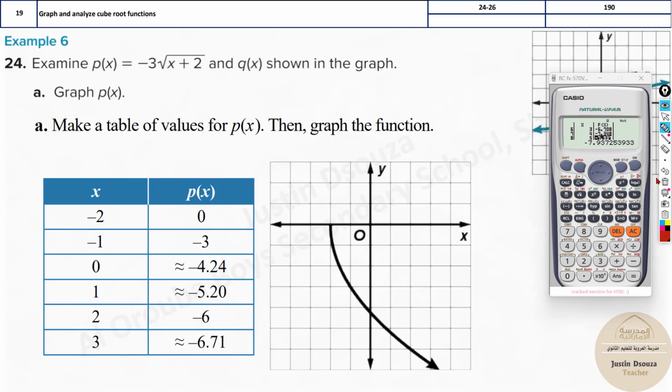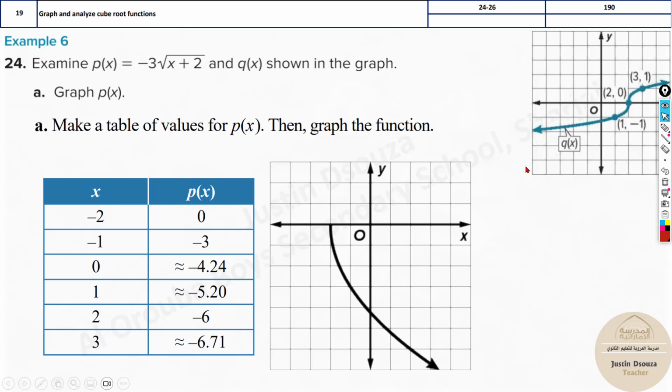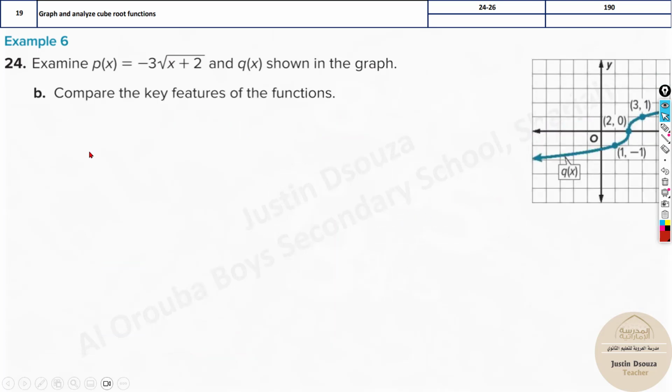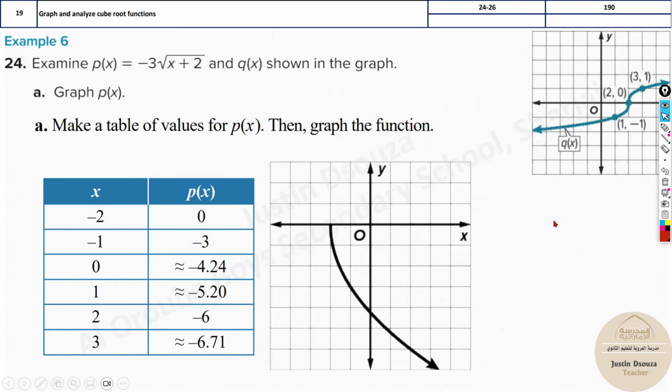Now, that is the first part. This is it. But you need to compare as well. Now, what you have to compare is these features. I'll tell you a few of the features. Let's see both the graphs together and I'll tell you now. What is the domain? Domain for square root function or any positive 2, 4, 6, 8 root is whatever you solve over here. Whatever is inside that must be greater than or equal to 0. Then you get the domain.